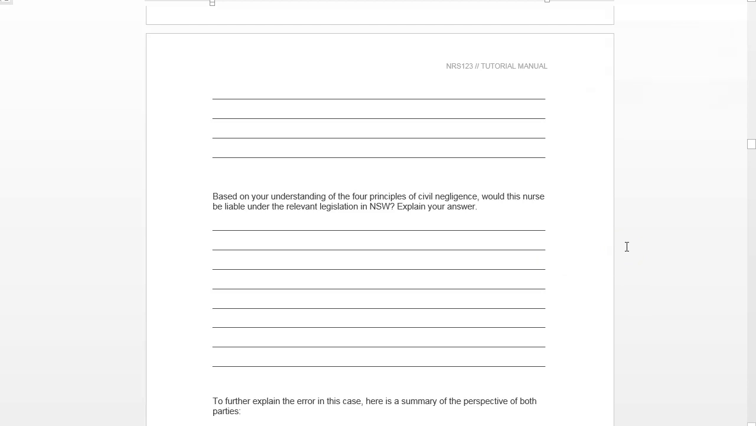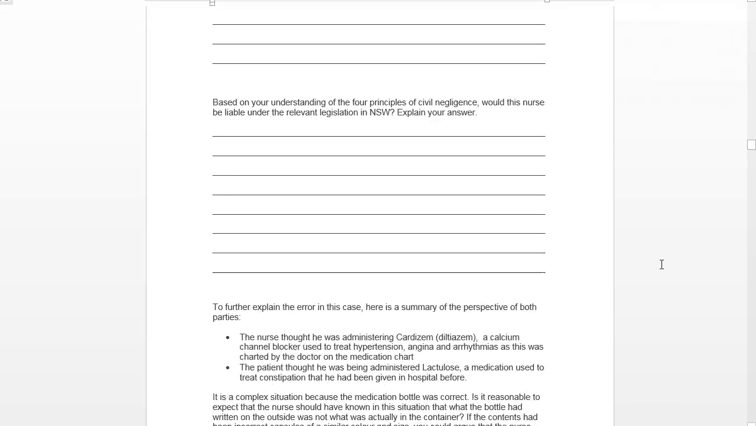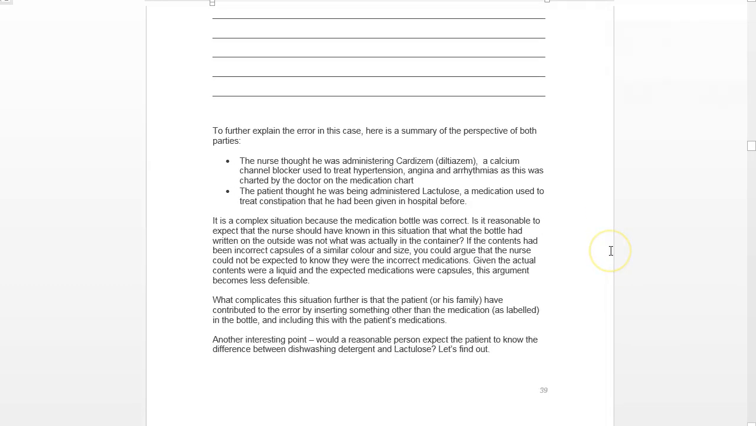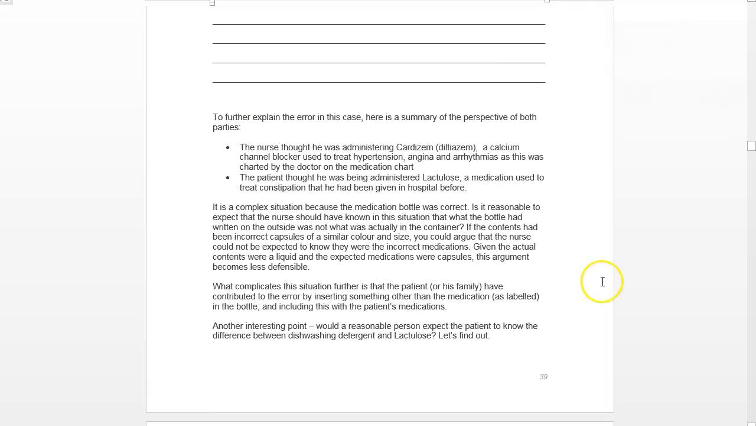Would it be reasonable to assume that the patient vomiting and being very unwell was connected to him giving him dishwashing detergent, which is pretty clear? And also, would it be reasonable to expect that the nurse should have known that was what was going to happen? So I would say yes, he would have been liable under the Civil Liability Act.